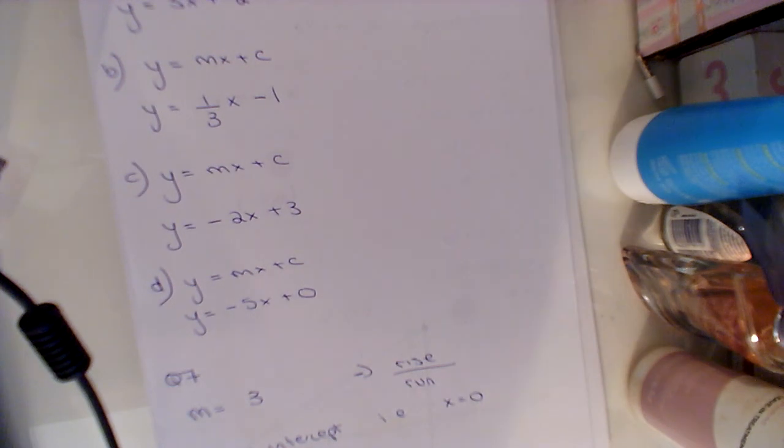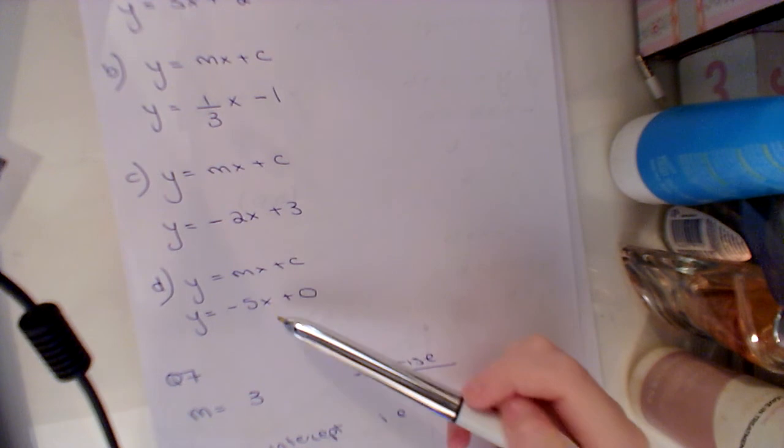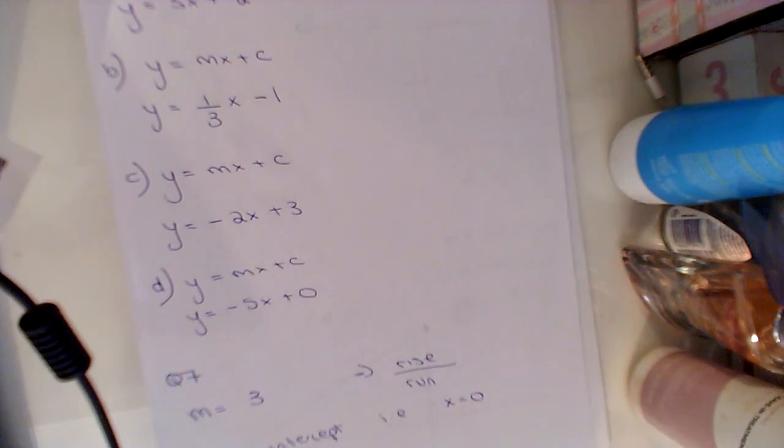Then it says here, write down the equation of the line L in the form y is equal to mx plus c. So I need to know my slope and I need to know my y-intercept for question 7. If you look there, I went off and got my rise over my run, and I got 3.